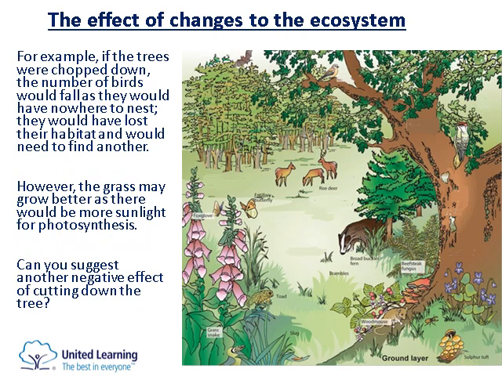So if we did chop the trees down, the number of birds would fall because they have nowhere to nest. They've lost their habitat and they need to find another. However, in terms of positive effects, the grass might grow better because it's no longer being shielded from the light by the tree. So they can do more photosynthesis and the grass would thrive.